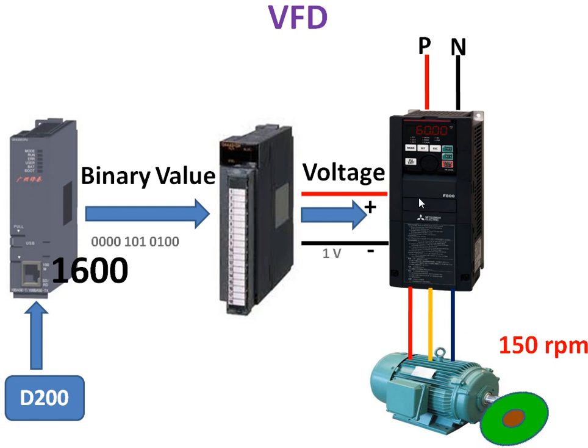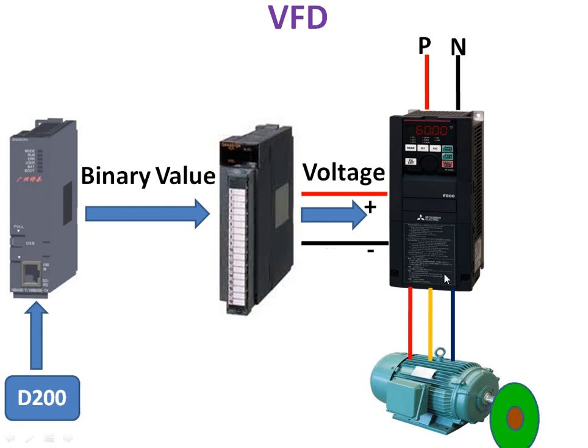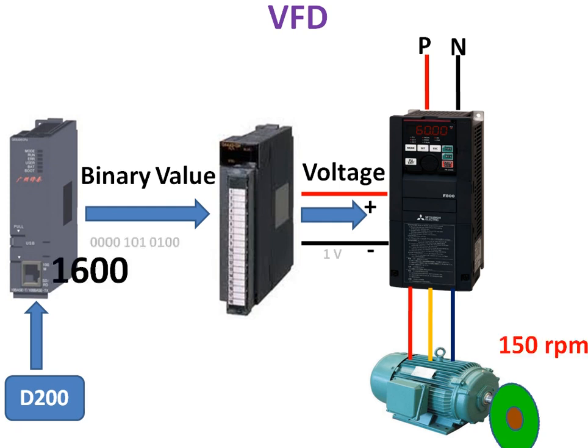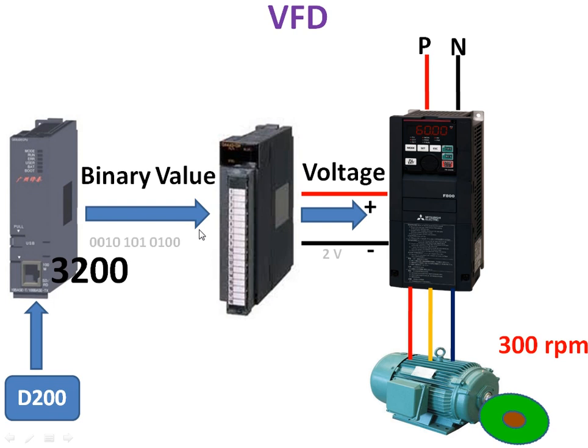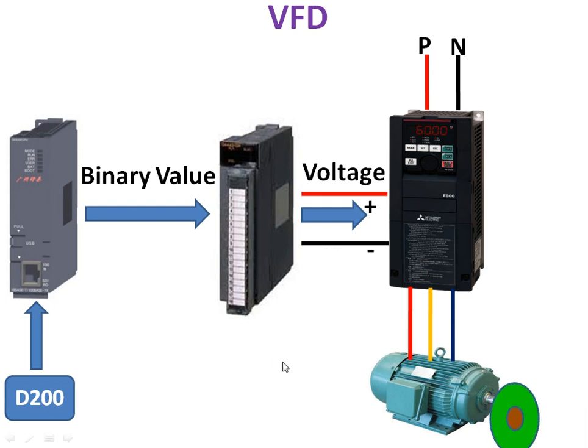1 volt is given to the VFD. So if I apply 1 volt, then the machine speed will become 150 RPM. If I send 3200, then this is the binary. That binary is given to the analog output. Your analog output module will produce 2 volt. So your machine speed will become 300.